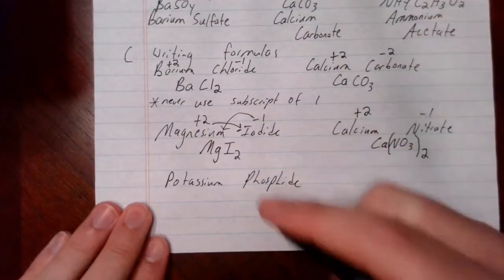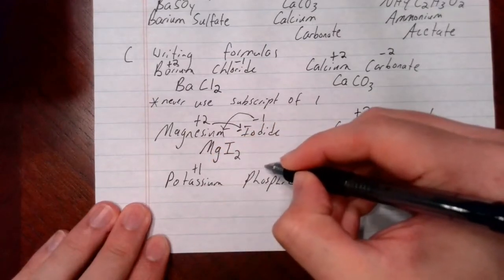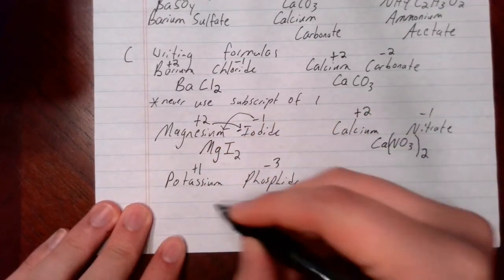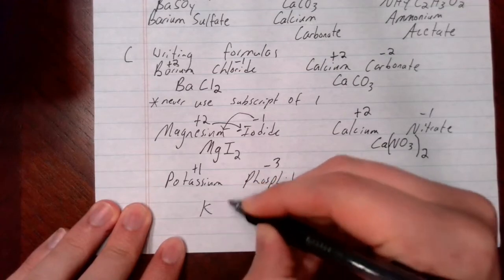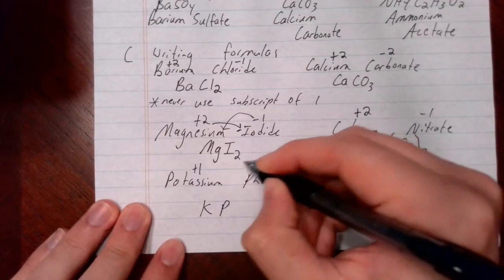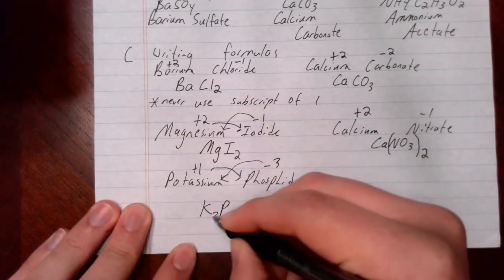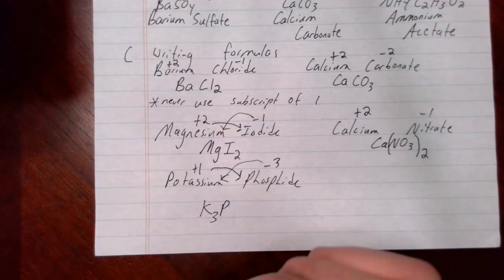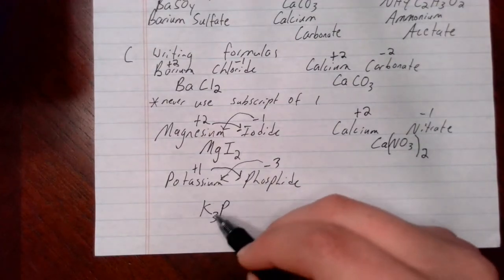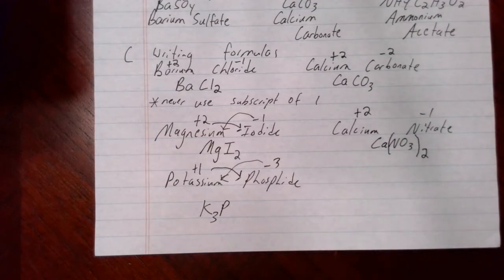So the last one, potassium phosphide. Potassium is +1, phosphide is -3. So we go and get the symbols down, KP. Take the absolute value and I flip them. So I have K3P, I'll leave the 1 off. Let's go back and check myself. I have 3 +1 charges, I have 1 -3 charge. That cancels and gives me an overall charge of 0 there.